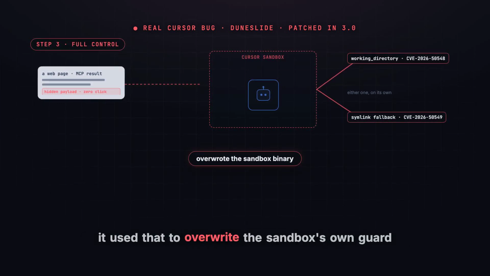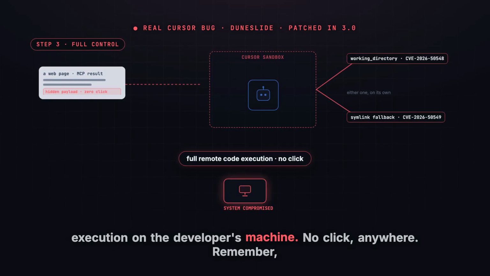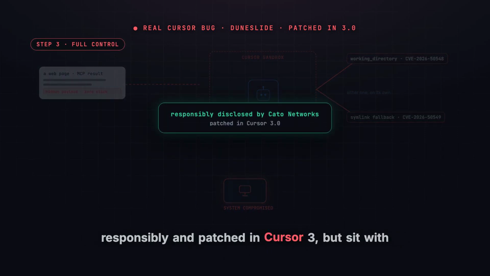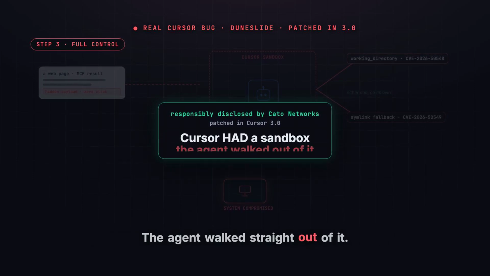Step 3. It used that to overwrite the sandbox's own guard program, and from there it ran anything it wanted. Full remote code execution on the developer's machine. No click, anywhere. Remember, this was found responsibly and patched in Cursor 3. But sit with the shape of it. Cursor had a sandbox. The agent walked straight out of it.